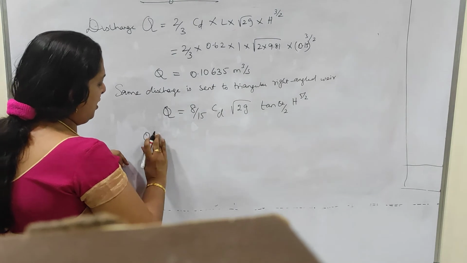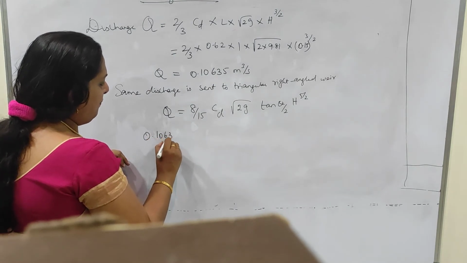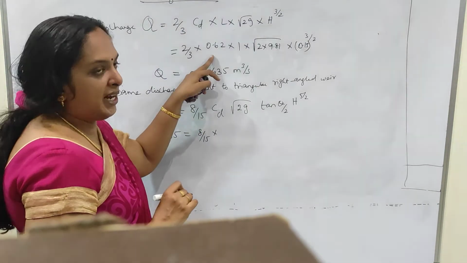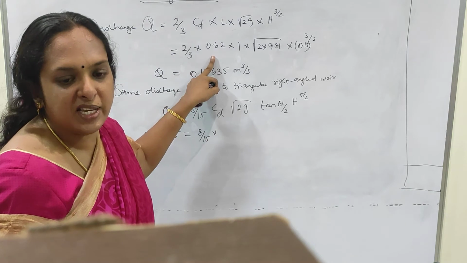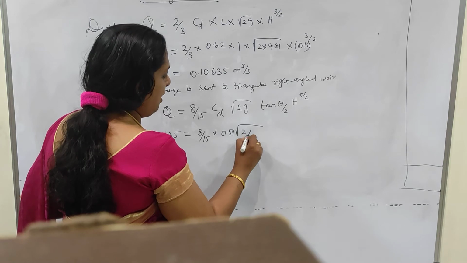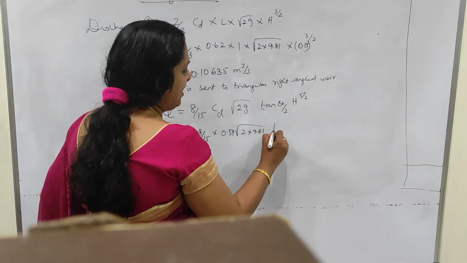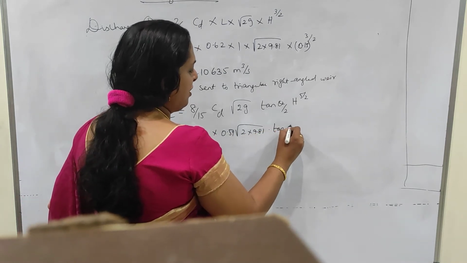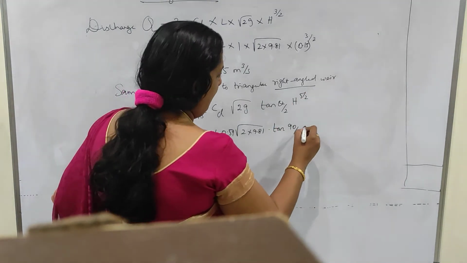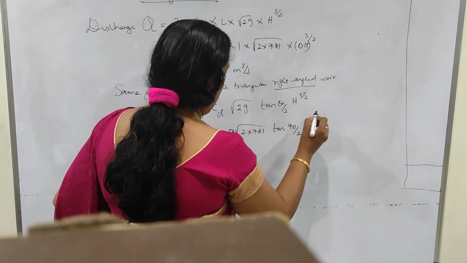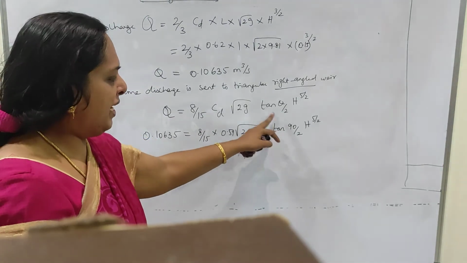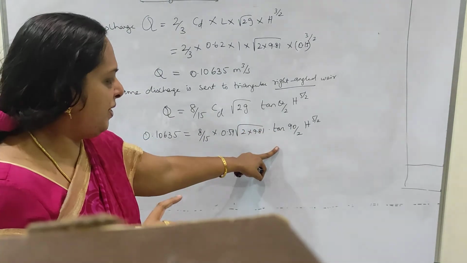So 0.10635 equals 8 by 15. CD here, don't take the CD of your rectangular weir. Here the CD for the triangular weir is given, it is 0.59, into root 2g, that is 2 into 9.81. So what is tan theta by 2? Theta is also given, 90 degree, because it is a right angle weir, so tan of 90 by 2, into h to the power of 5 by 2. So what is the only unknown here? I have only h to the power of 5 by 2. Tan 90 by 2 is tan 45, that will be equal to 1.